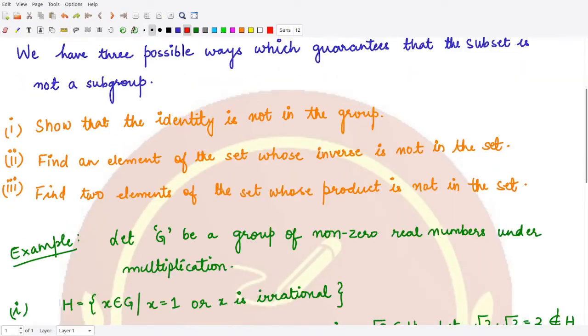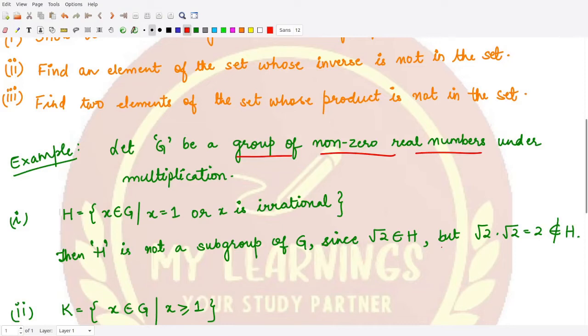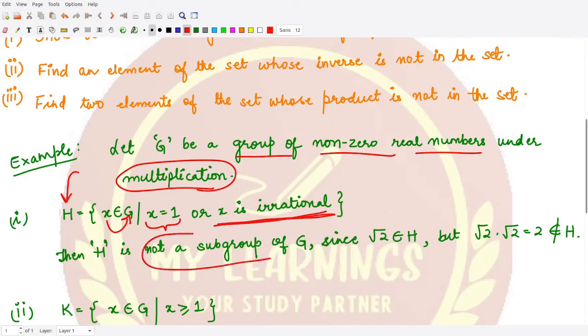Suppose we have this group G, which is the group of non-zero real numbers, so all the real numbers except 0. The group operation given here is multiplication, right? We are now considering a subset of this, which is given by this H. It consists of all the elements x of G such that x is either equal to 1 or it is an irrational number, right? If that is the case, then this does not form a subgroup of G.